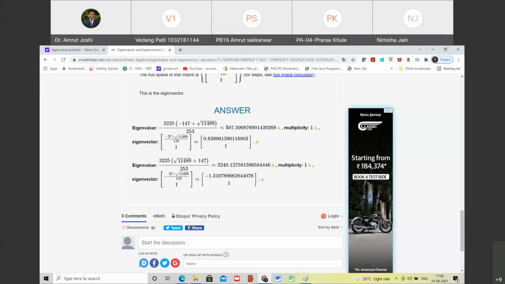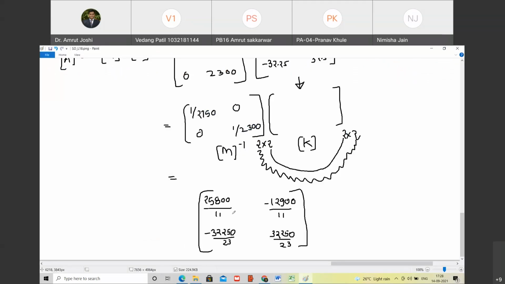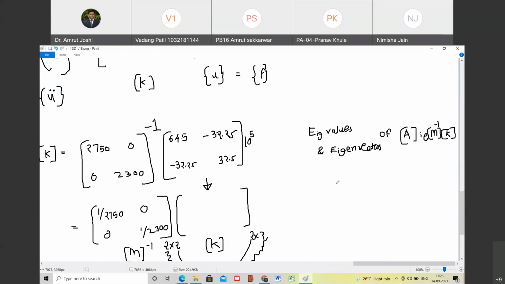We are going to rank order them from the lowest. What is the next thing we are going to do after this? Let me write down the eigenvalues here. What are the eigenvalues of A? We denote them by lambda. Lambda 1 is how much? 507.50. Happy?